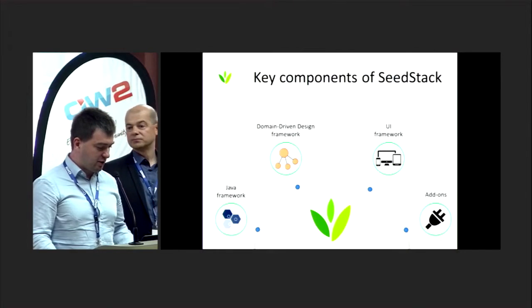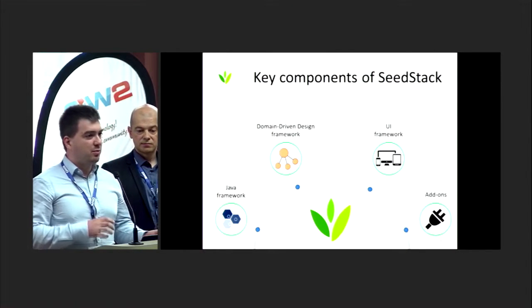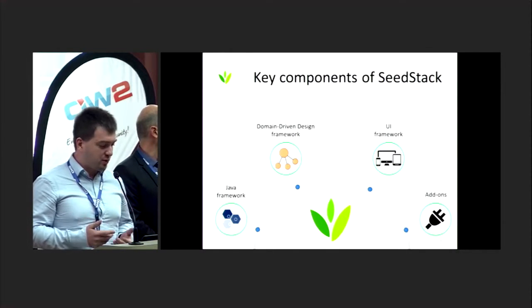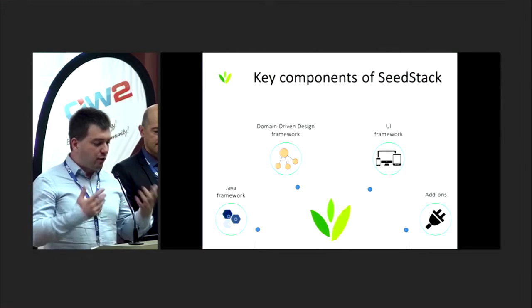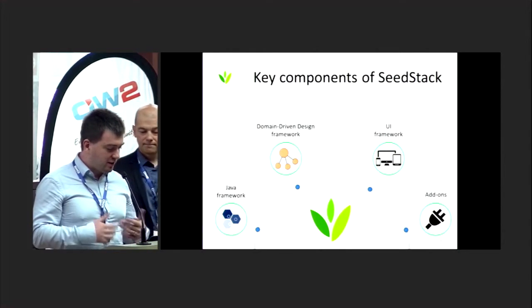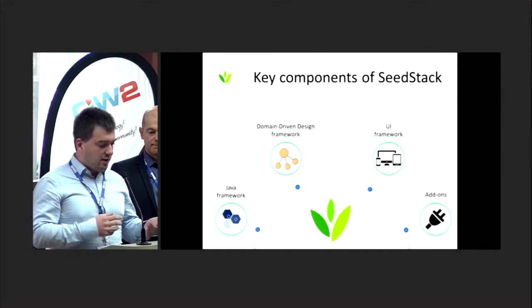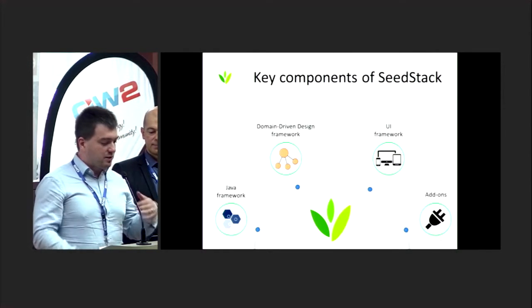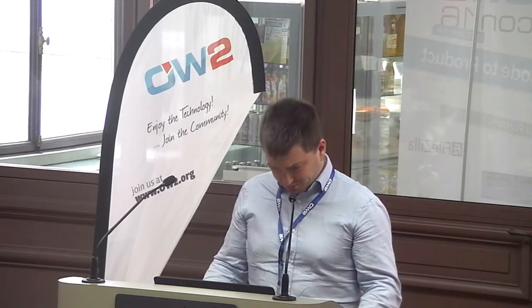Okay, so let's take a look at the key components of SeedStack. The first component is a Java framework, which is used for the backend part of an application. It's a kernel plugin architecture. Each plugin has a well-defined responsibility and is there for integrating a specific technology or providing a service. The kernel is here to orchestrate plugins, detect the plugins, answer their requests, and start up the whole application.